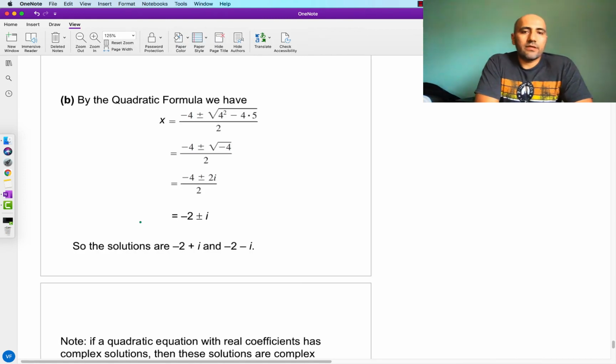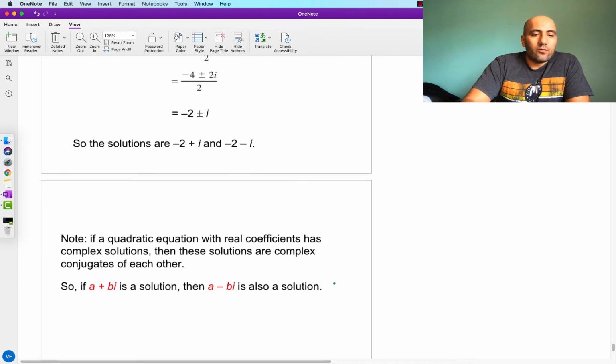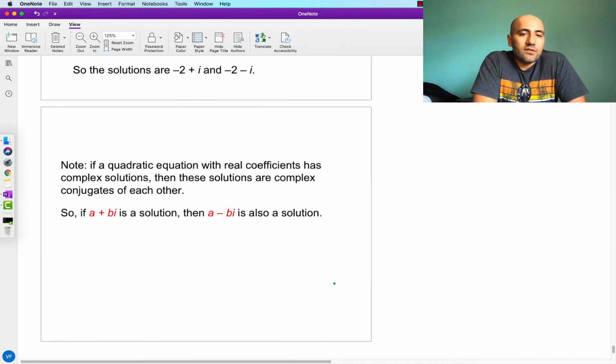Okay, so this is what the author did. Again, went right over to the quadratic formula, plugged and chugged everything in there. We have the two answers, -2 plus or minus i, and then you can check it to make sure it works. Note that if the quadratic equation with real coefficients has complex solutions, then these solutions are complex conjugates of each other, right? So it's just another pattern that is noticed.